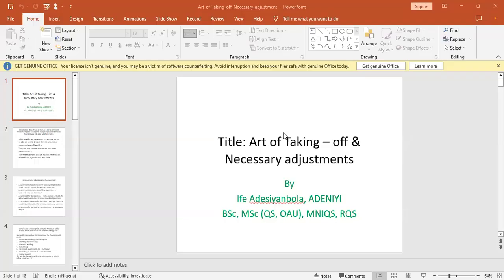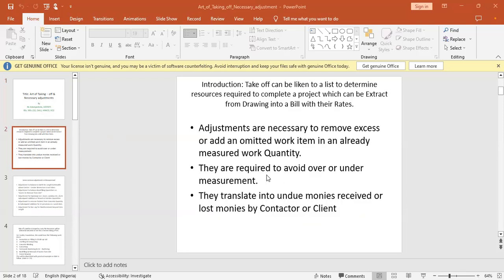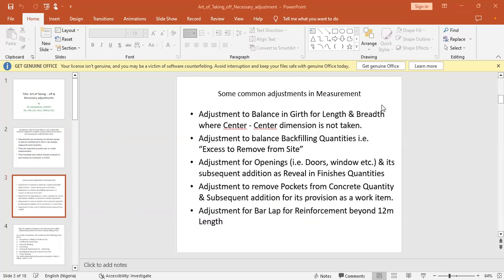Welcome to the Quantity Surveying Seminar on the Art of Taking Off Unnecessary Adjustments. We go through the seminar presentation. There is a main mention of some adjustments we need to consider when we are doing our taking off.